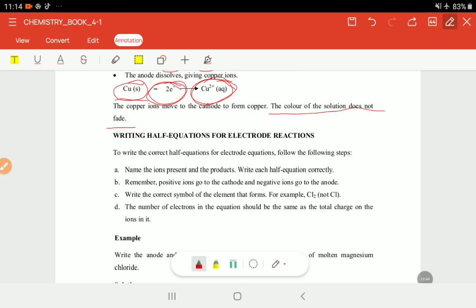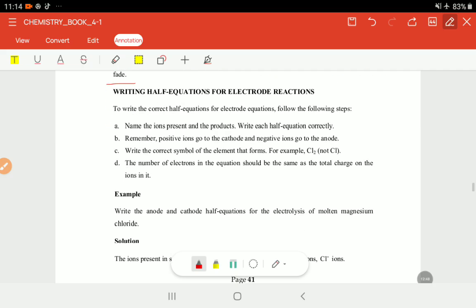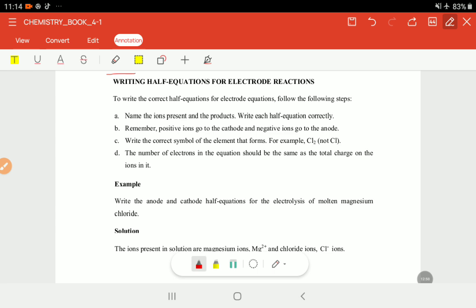So thank you so much guys for your attention, and in the next lesson we will see how we write the equations when we have different electrodes, like in the case when we have an electrode which is also taking part in the chemical reaction as compared to the other one, right? So let's be attentive in the next class as well. Thank you.